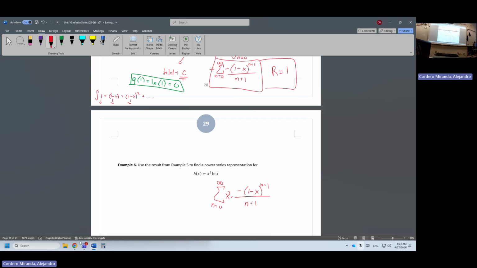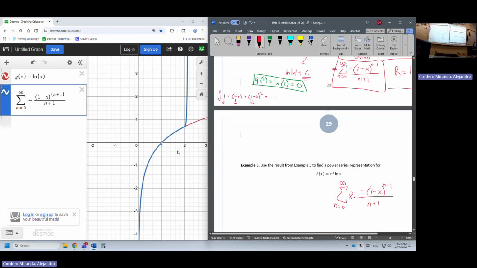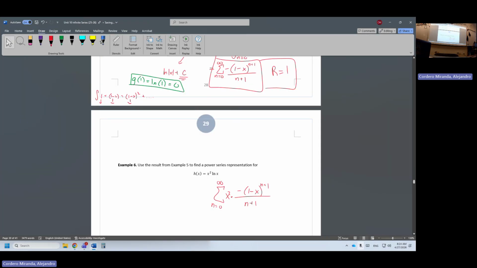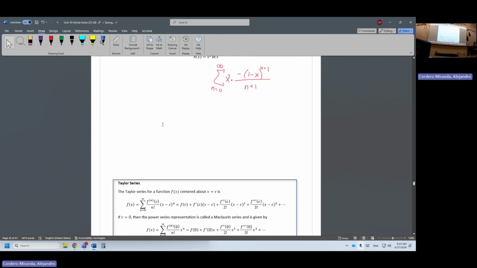It might change the radius of convergence, but your series should not be affected by the x squared, other than the radius of convergence. So watch this. Here's what we want to match. If I just take this series and multiply it by x squared times this, then you can see it matches very well up to that same radius of convergence. Cool! All right, done with that one. Hopefully you're okay with that.